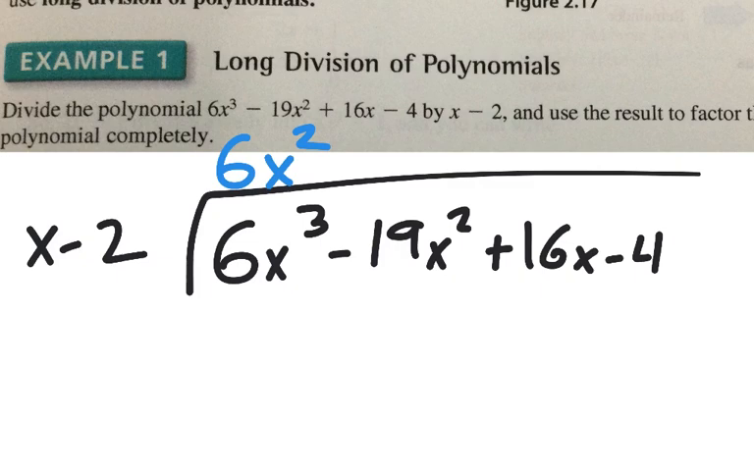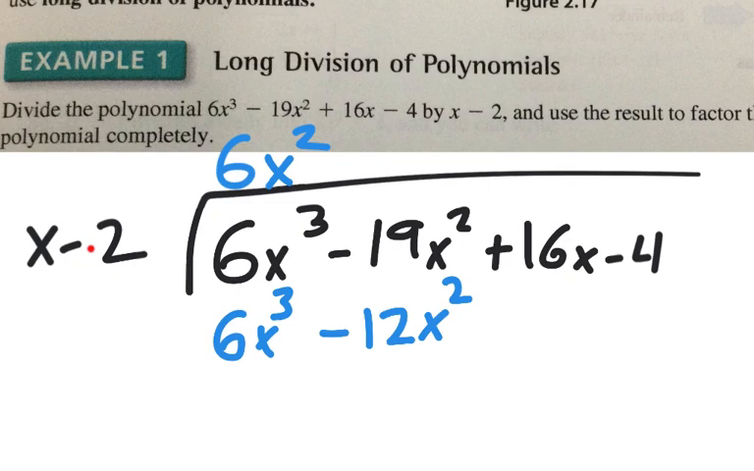Questions? Now, we have to do the multiplication. 6x squared times x is 6x cubed. I made it match. Very good. Now I have to multiply again. 6x squared times negative 2 is negative 12x squared. We're basically distributing. This 6x squared has to be multiplied by everything over here and then written underneath it.